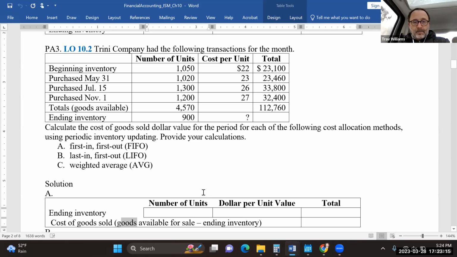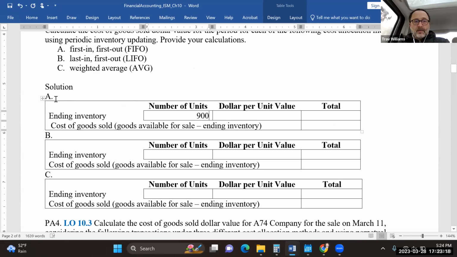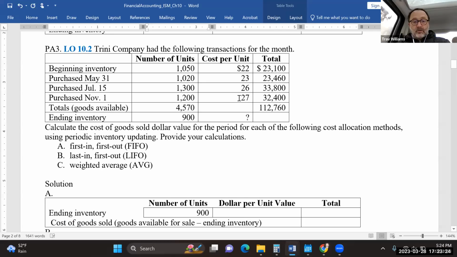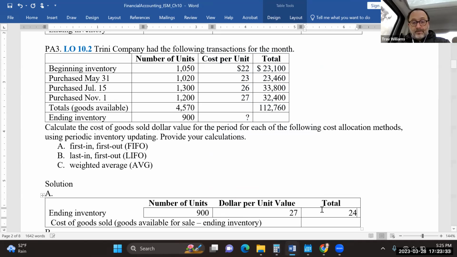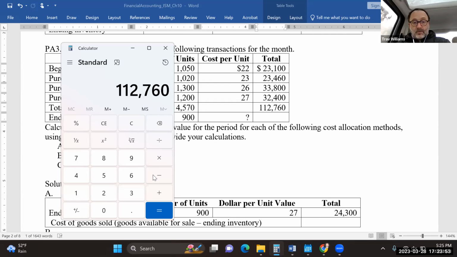If we're using FIFO, then the ending inventory, again, is going to be coming out of the last lot. That's going to be $27 per unit. 900 times 27 is 24,300. And then if we subtract that ending inventory from the goods available for sale, which they gave us right here, we get our cost of goods sold. 112,760 minus 24,300 ending inventory gives us 88,460.